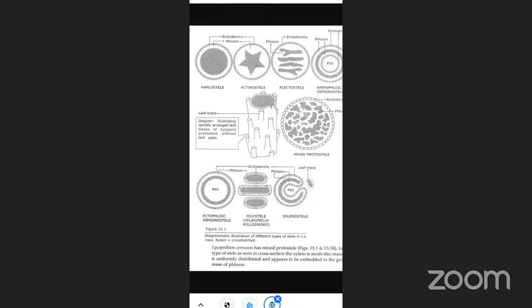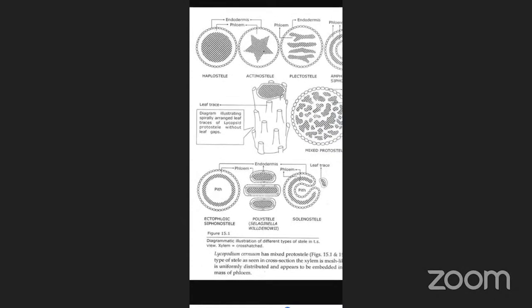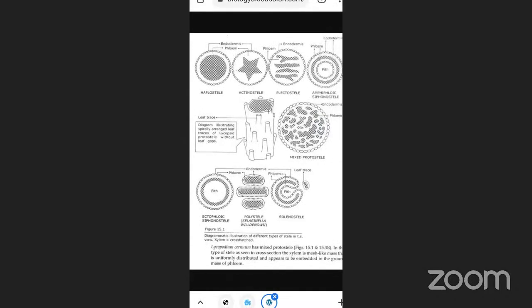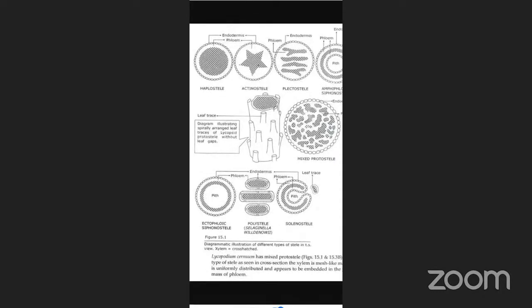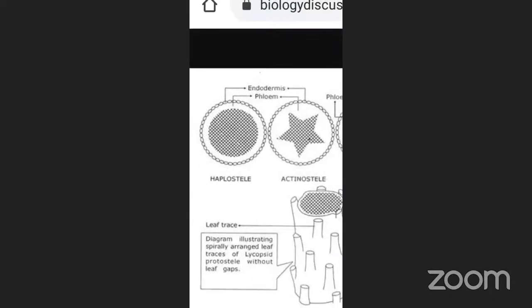So first of all, we discuss the protostele. Protostele means only simple connective tissue is there. This is the simplest and phylogenetically primitive type of stele. It consists of a central solid core of xylem surrounded by a layer of phloem, followed by the pericycle. Here pith is totally absent. Only the xylem is there, surrounded by the phloem. The haplostele is nothing but protostele.